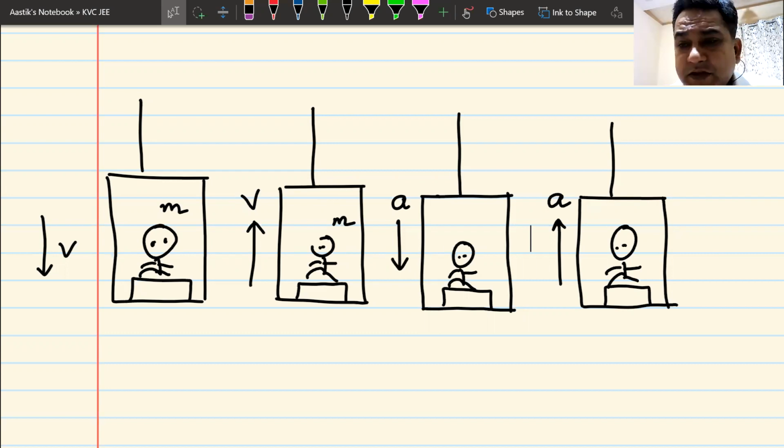Reading in the weighing machine is what we are asking. How many of you have done this? Can you raise hands and tell me? Okay, you are trying. I'll give you time. Don't worry. It's simple. You have to find out the value of normal reaction. That's as simple as it gets.